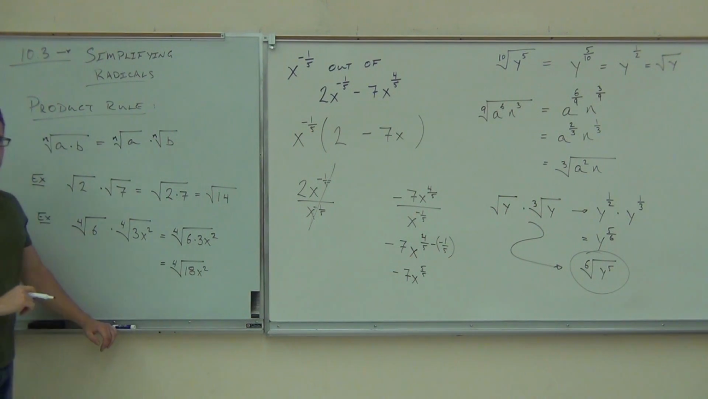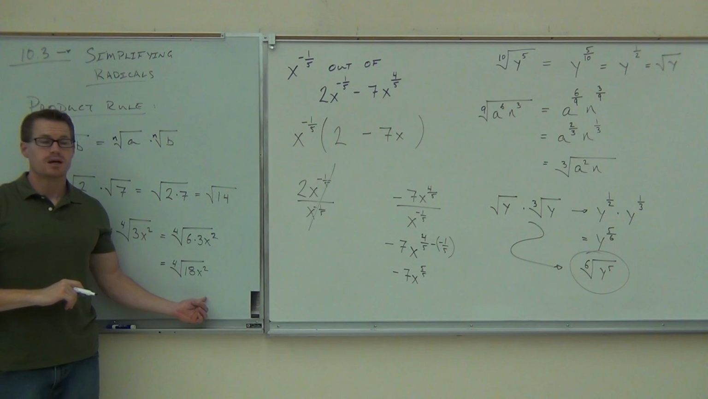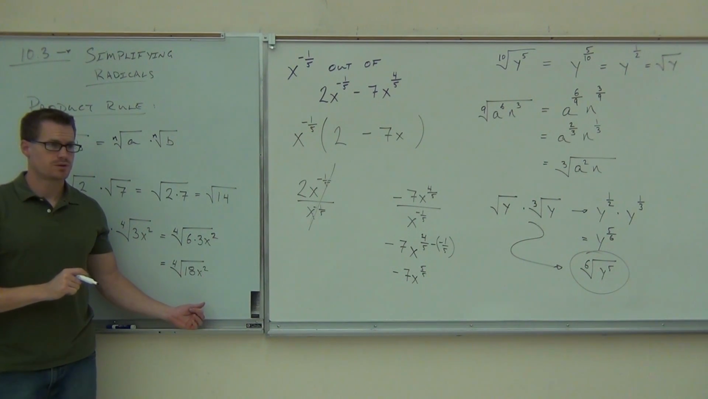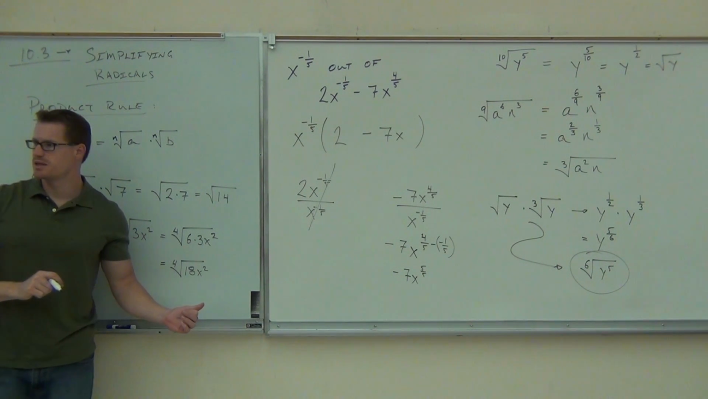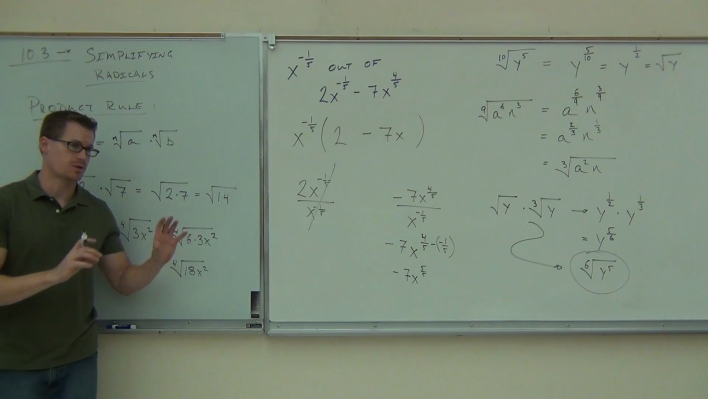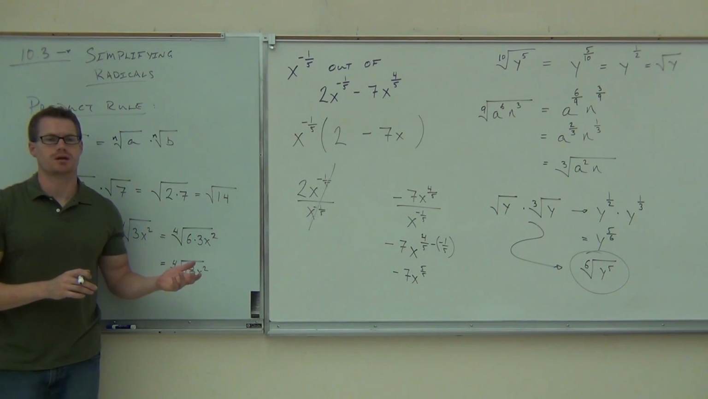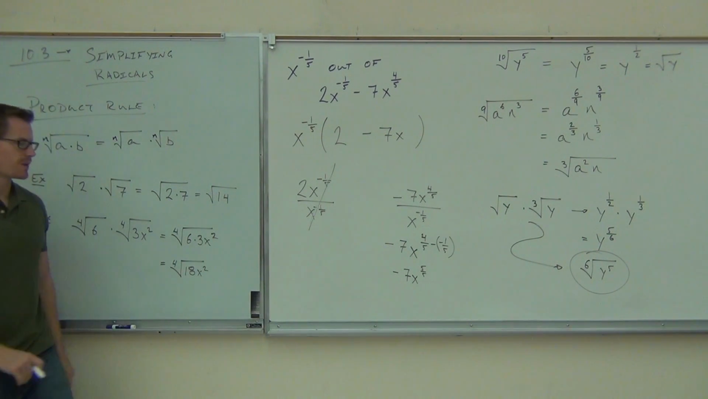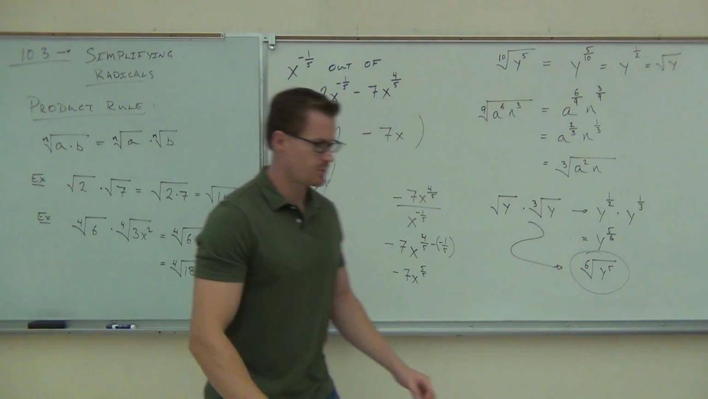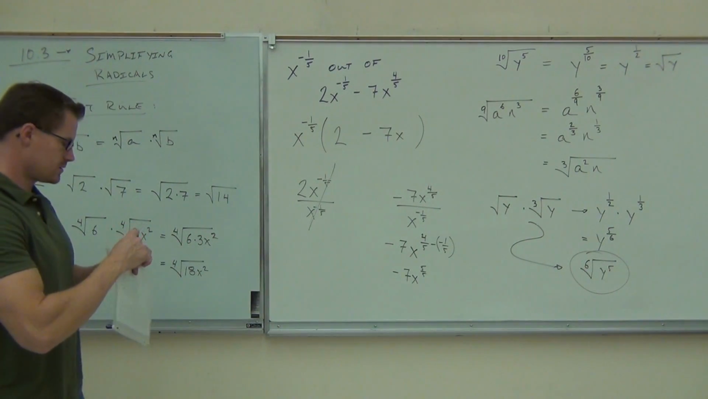Is there anything I can do to simplify that the rest of the way down? No. Let's see. Can you think of a fourth root that divides 18? No. I can think of a square root, a perfect square. I think of 9, but you can't find the fourth root of 9. You can find the square root of 9, but we're doing the fourth root. We'll deal with how to simplify that in just a little bit. Let's try one more for today, and then I think we'll be done.